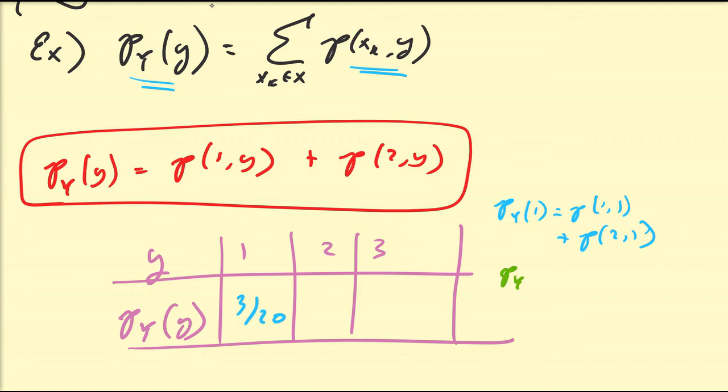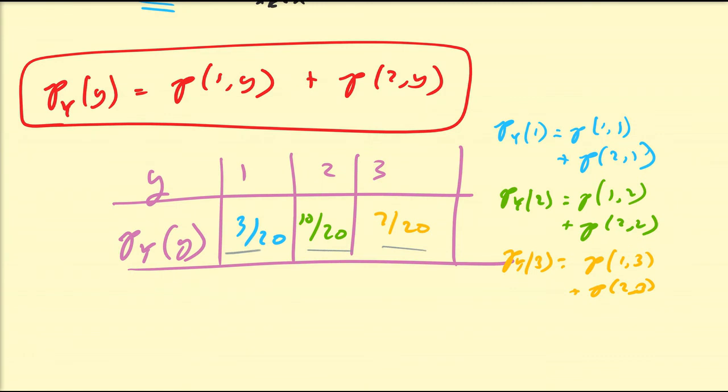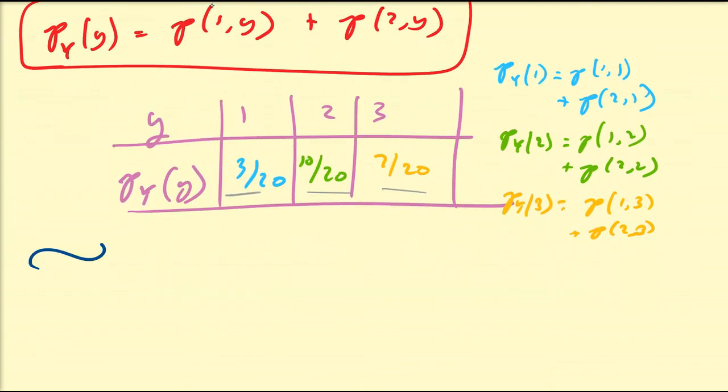If we want p_Y(2), that's going to be p12 plus p22. And if we go back to our table, that's going to be 5/20 plus 5/20, which is 10/20. And if we want p_Y(3), that's going to be p13 plus p23. If we go back to our table, it's going to be 6/20 plus 1/20, which is 7/20. As before, all of these numbers are between 0 and 1, and also the sum of these values is equal to 1, which brings us to a useful property.